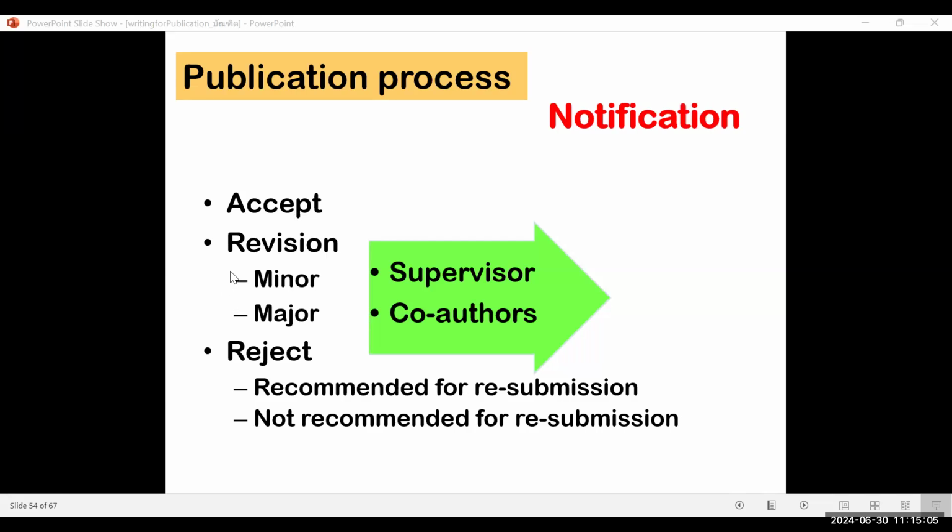After you get a revision note from the journal, of course, you need to consult with your supervisor and all of your co-authors, because some issues that arise during the reviewing process, you may not be able to answer them all by yourself. And please keep in mind, this is your work. This is your originality.